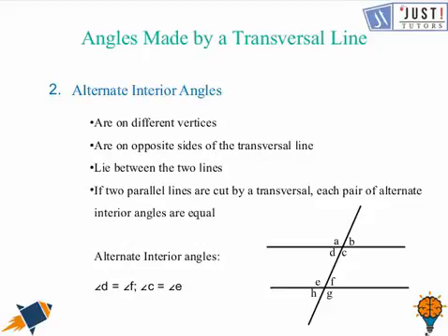Now we have alternate interior angles. As the name suggests, they are alternate to each other and interior to the parallel lines. So in this case, angle D and angle F are alternate interior angles, and angle C and angle E are alternate interior angles. And the most important point about alternate interior angles is that they are equal. So angle D is equal to angle F and angle C equals angle E.